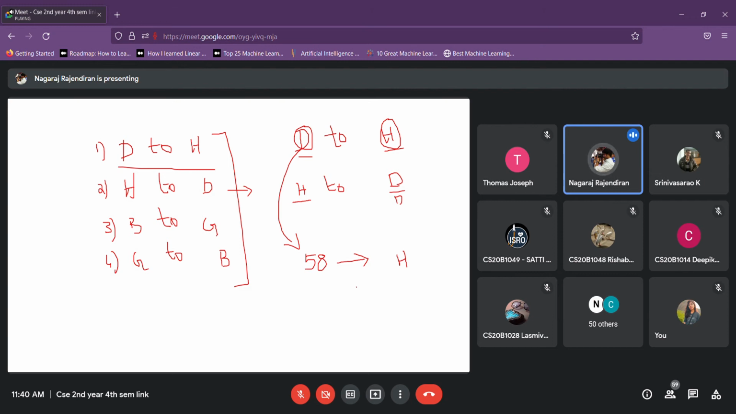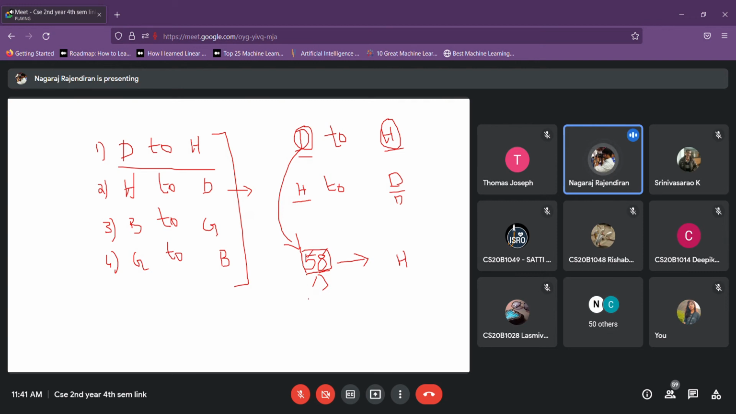Okay, so how to perform that decimal to hexadecimal conversion means, first we need to split this 58 into ones and tens, hundreds and thousand parts. So here ones place is 8 and tens place is 5.